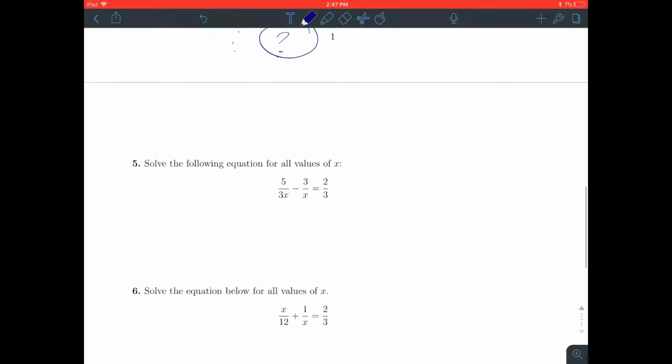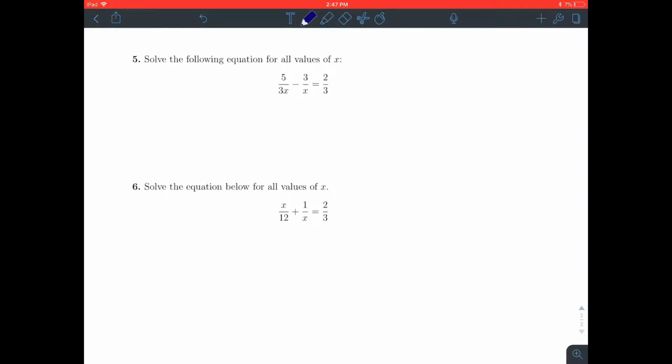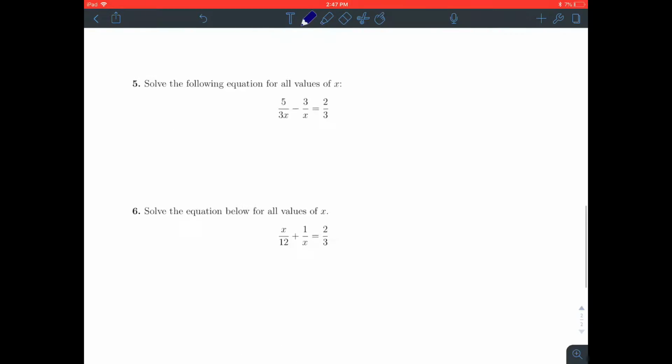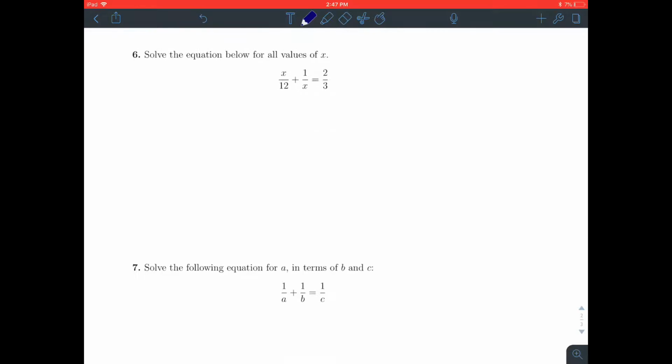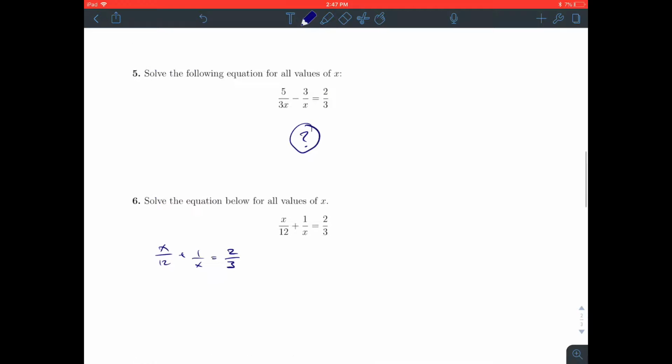That's a question mark for a mystery answer. All right, now we jump into the back of the problem set, and the back of this problem set incorporates problems where we've got 3 fractions. So I'm going to leave 5 for you to figure out because I want to show you problems 6 and 7 as they're the more difficult ones. So we'll have x over 12 plus 1 over x equals 2 over 3. The ideas we use to solve this problem can be used to solve problem 5.